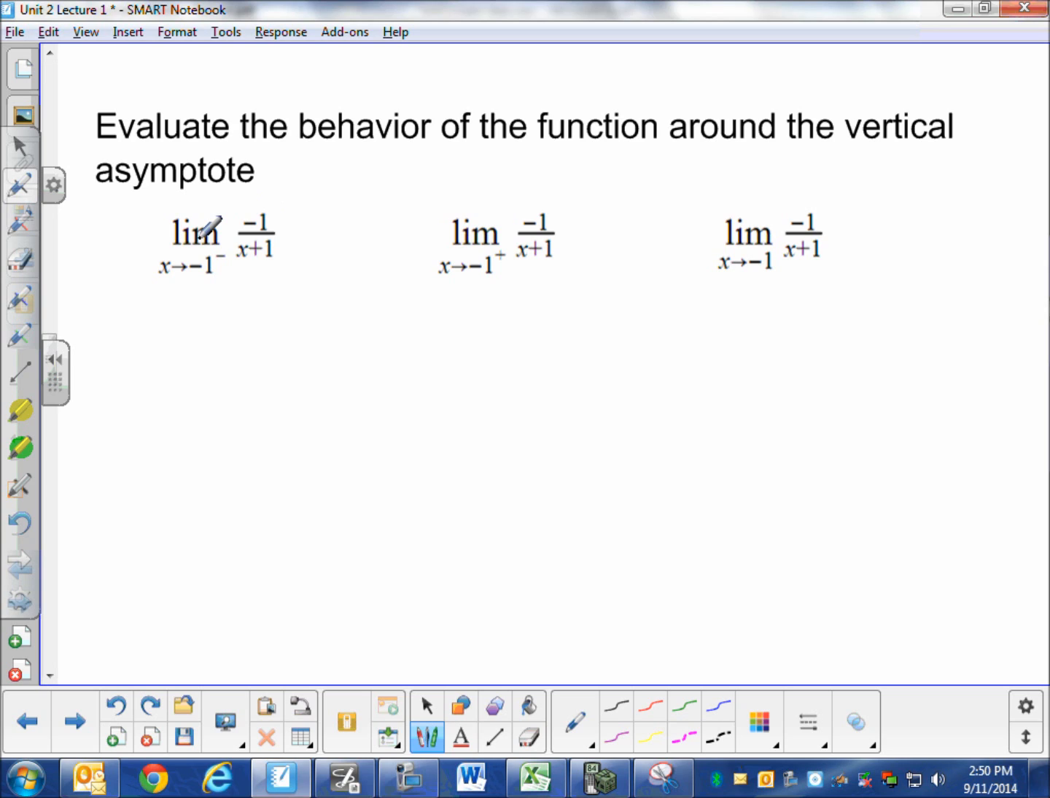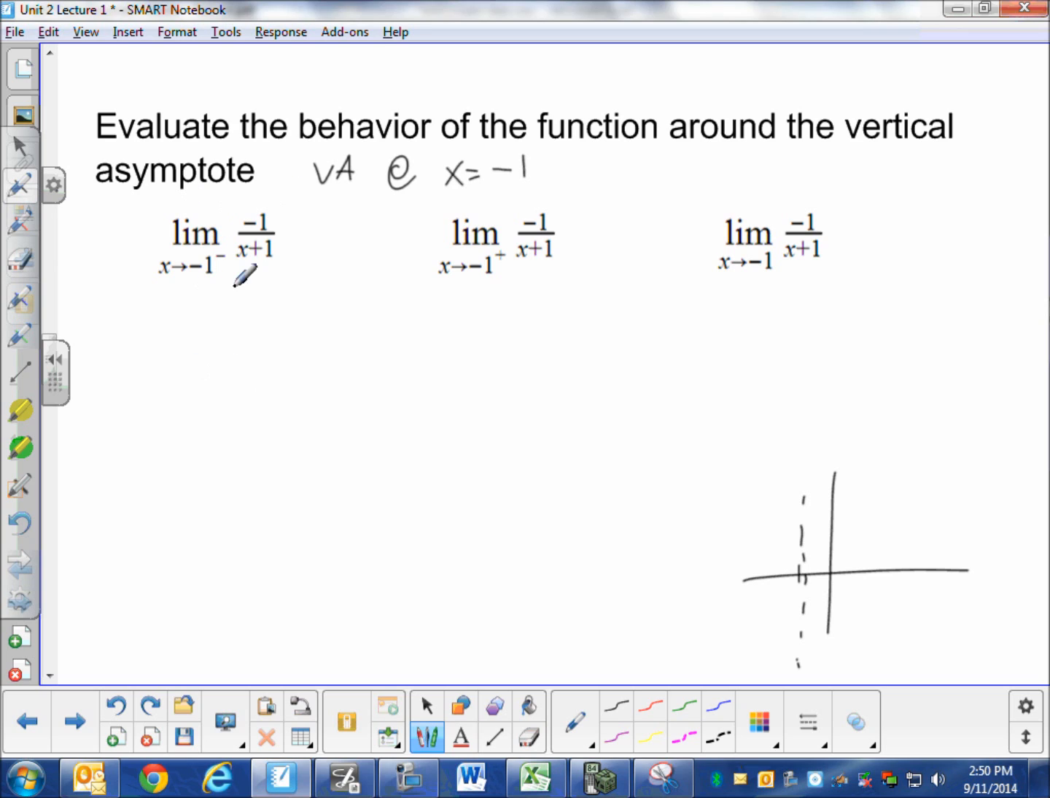So here's our first function, negative 1 over x plus 1. I know just by looking at this, it has a vertical asymptote at x equals negative 1. But I don't really care about that. I care more about whether my function is going up or down in relation to this vertical asymptote from the left and from the right. And here's how I'm going to do this.